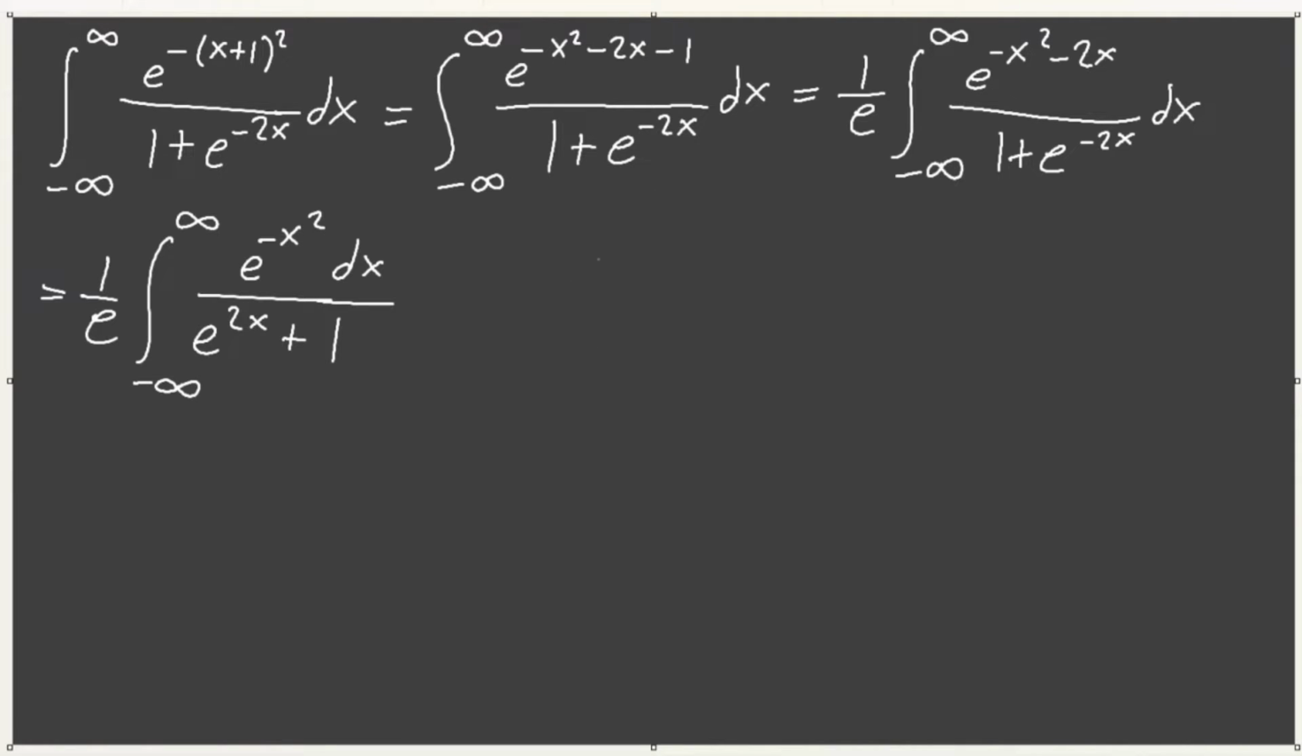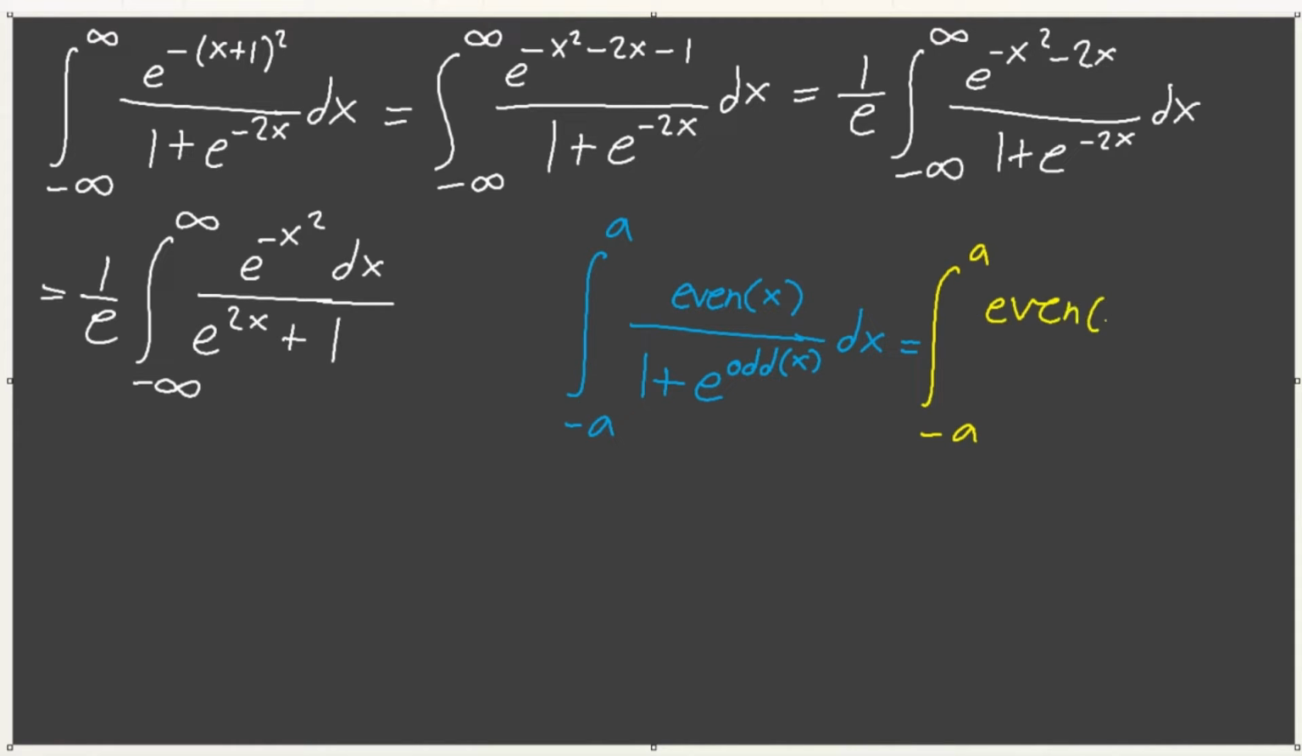How do I know that? A lot of the times, if you notice from all the previous integrals we worked with, we have an even function, even function over 1 plus e to the odd function. Right? And when we apply ninja substitution, we get an even function, and then of course 1 plus e to the negative odd.